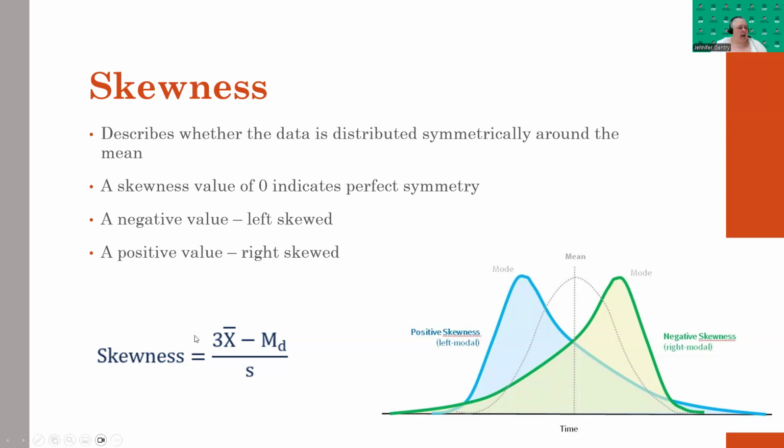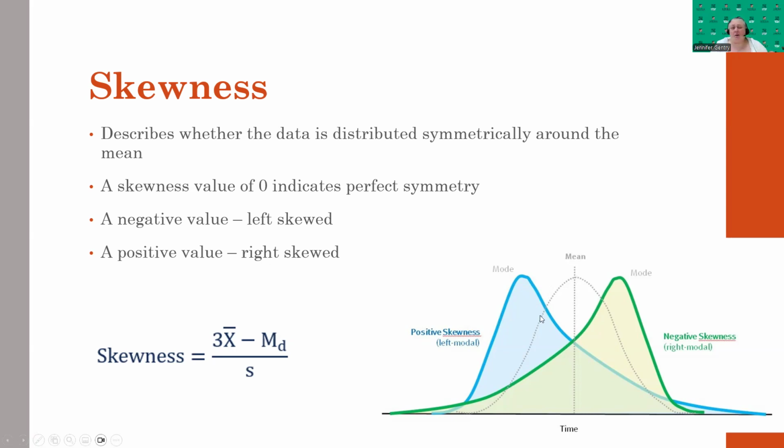That being said, it can skew either to the left or to the right. Negative values are going to skew to the left, which means it's going to be right modal, which means the mode is on the right. It's that flippy thing. Sorry, my brain had to catch up. Positive skewness means it's skewed to the right, so it's left modal. There's another equation for skewness.